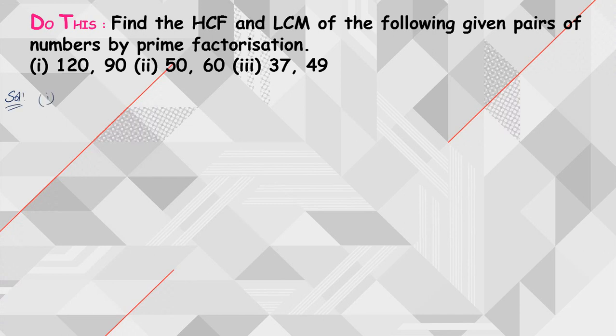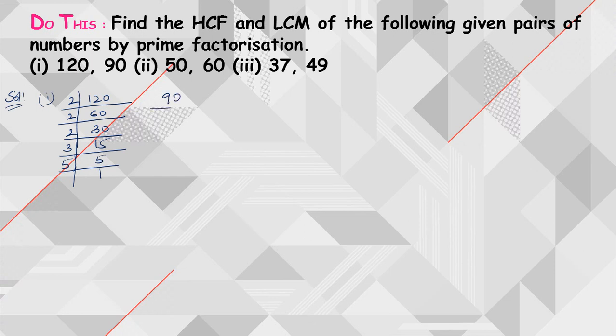Okay, so first question, 120. So how can we write 120? You need to do prime factorization of this. So 120. How can you do it? 2 times 60 is 120. Next again 2 times 30. Again 2 times 15. Again 3 times 5. Again 5 times 1. So from this, we are going to have the prime factorization of 120.